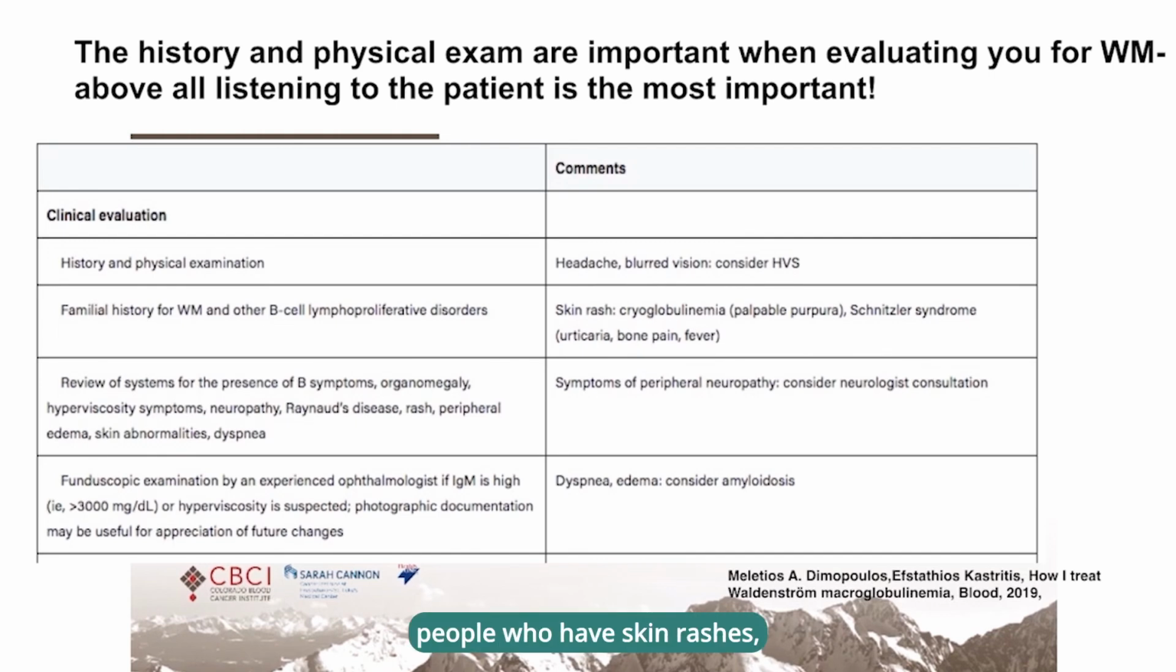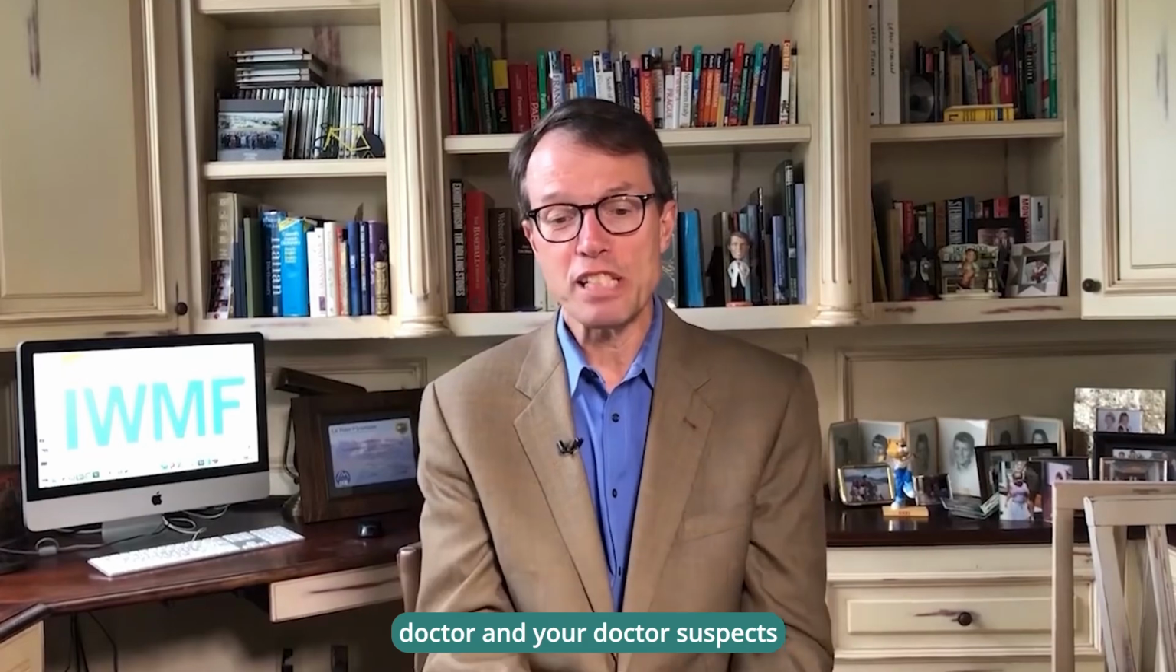You want to look for people who have skin rashes or bruising, or whose digits turn blue or purple in cold weather. That can be a sign of WM. You want to ask about fevers or sweats. You want to ask about peripheral neuropathy. Very important to do that. If there's an elevation in the IgM that's above, let's say, 3,000, then you need to think about having your patient see an ophthalmologist who knows what to look for in WM. Lastly, there's this thing called amyloidosis that occasionally complicates WM, that can produce shortness of breath or swelling, and sometimes other complications.